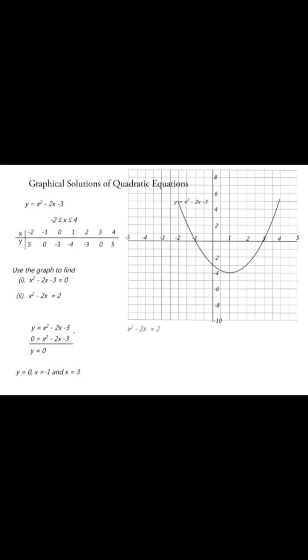For the second one, x squared minus 2x is equal to 2. We write it to have 0 on the right hand side. So we have x squared minus 2x minus 2 is equal to 0. Now we subtract it from our equation. And if we do that, we'll get y is equal to x squared minus x squared is 0, minus 2x minus minus 2x is also 0, minus 3 minus minus 2 is minus 1. And so y is equal to minus 1. We find the values of x where y is equal to minus 1. And that is approximately minus 0.7 and 2.7.